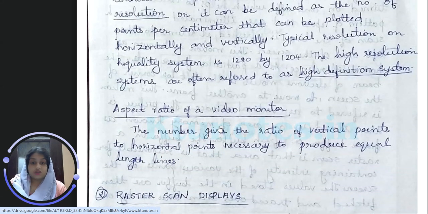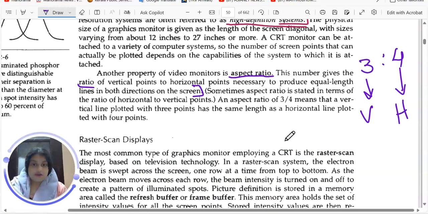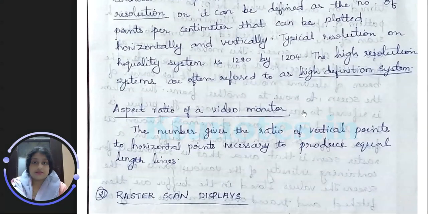Aspect ratio of a video monitor. This number gives the ratio of vertical points to horizontal points necessary to produce equal length lines. It is vertical points to horizontal points. Here they have written it wrong. It is vertical points to horizontal points.